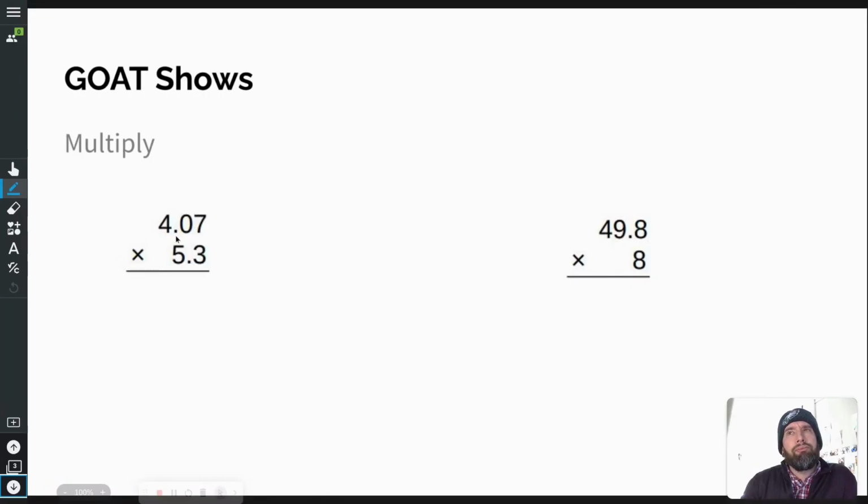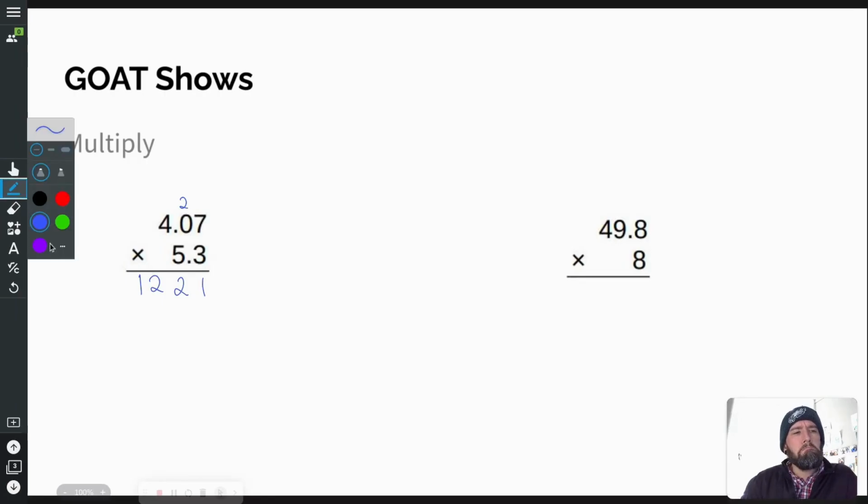Multiply 4 and 7 hundredths times 5 and 3 tenths. Okay, so we're going to multiply as if it's just a regular old problem. 3 times 7 is 21. Let's carry the 2. 3 times 0 is 0 plus 2 is that 2. Okay. 3 times 4 is 12.